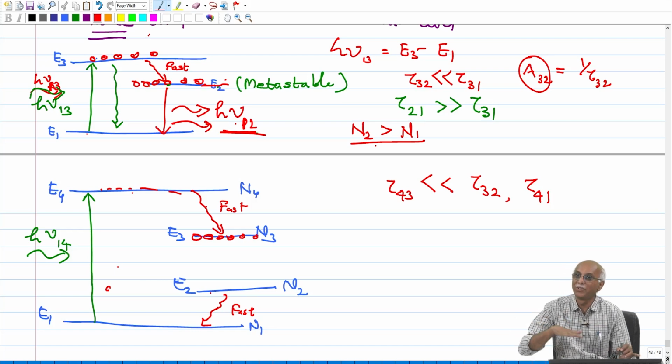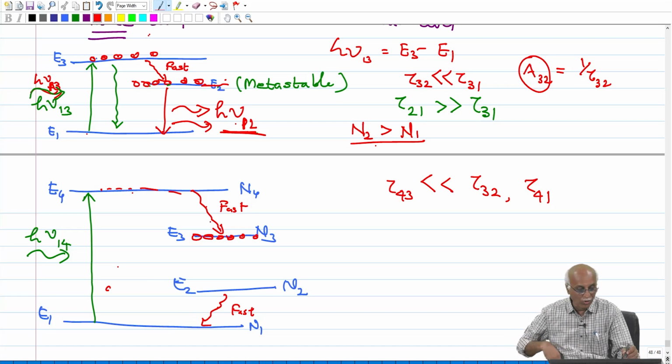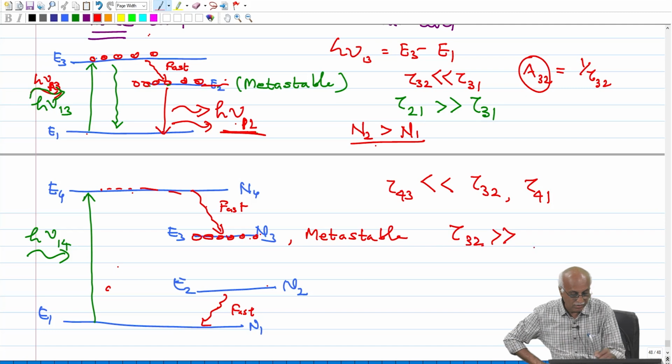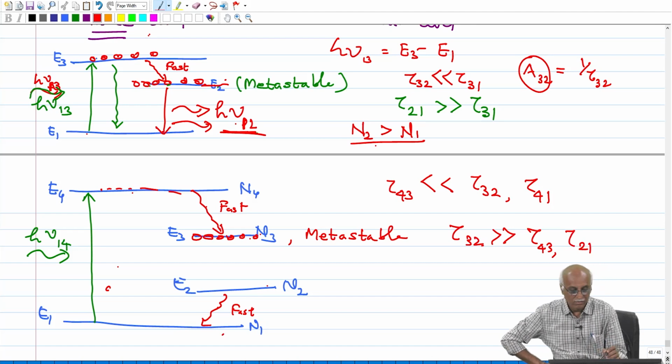So, theoretically it will remain empty, and practically also level E2 will remain empty. So, between level 3 and 2, and this is over and above a metastable level, okay, metastable. So, what it means? Tau 32 over here is much greater than tau 43 and tau 21 also, right, metastable level.